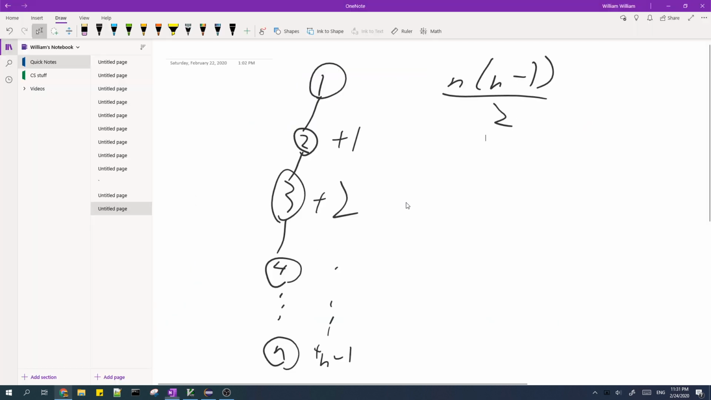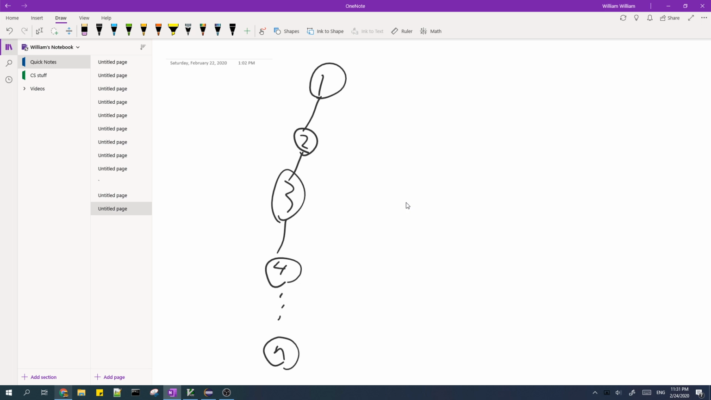And otherwise, what we can do is look at the deepest node, and we'll iteratively decrease the sum of depths by 1.